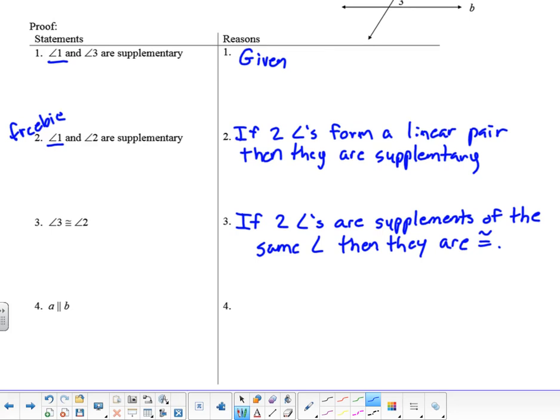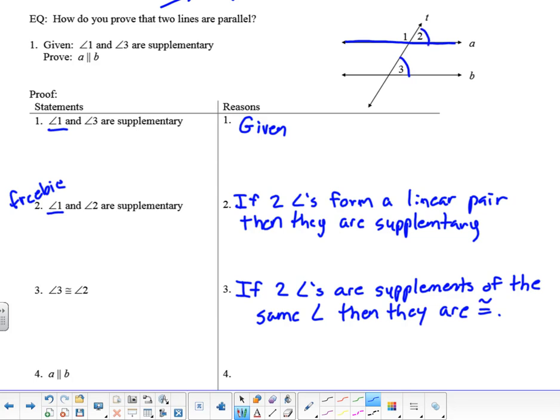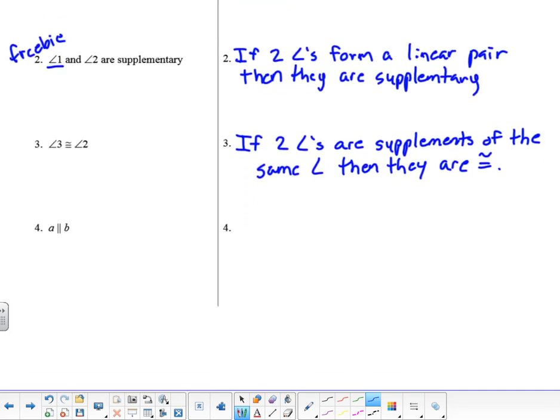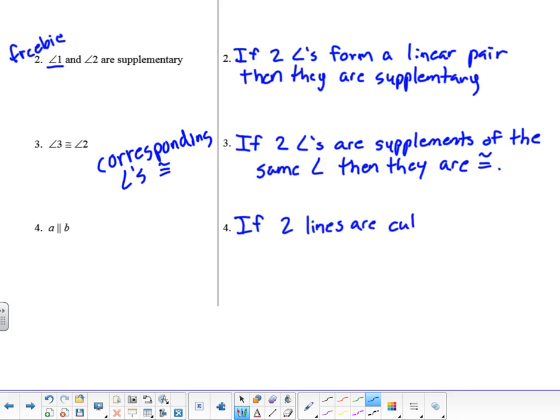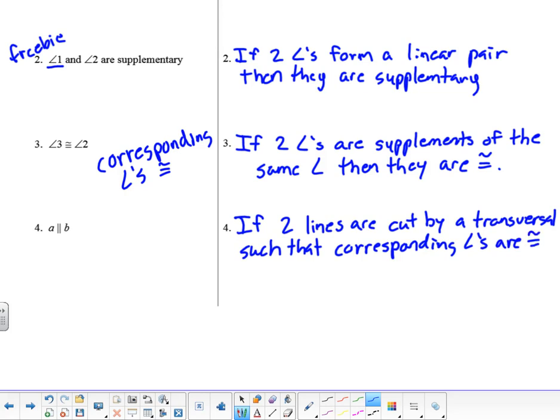All right. Now, once we've proven that angle 3 is congruent to angle 2, well, what unique pair is that? Those are corresponding angles. So if corresponding angles, that's what we have shown right here, are congruent, we can now say the lines are parallel. So if two lines are cut by a transversal such that corresponding angles are congruent, then they are parallel.